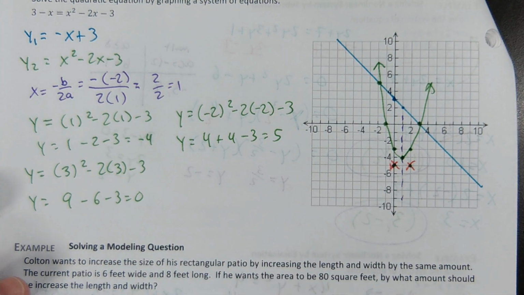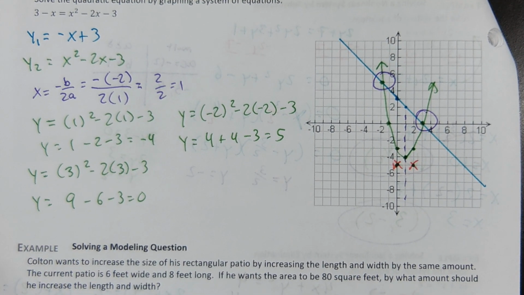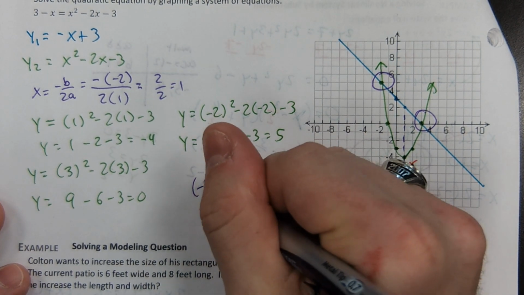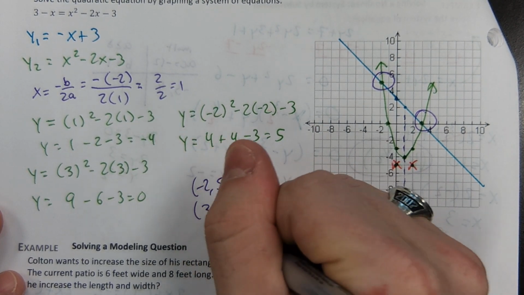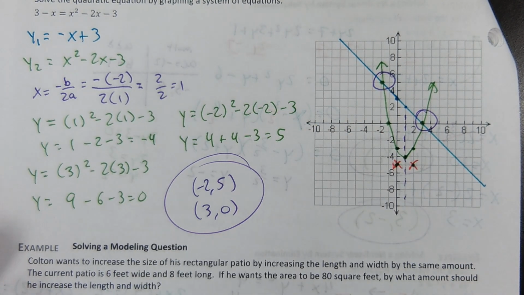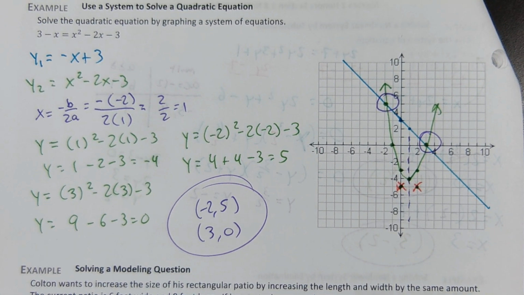So our solutions are where these two graphs cross each other, as coordinates. At -2, comma 5, and at 3, comma 0. Did you notice that that one took more work than the other two? Solving by graphing is my least favorite method.